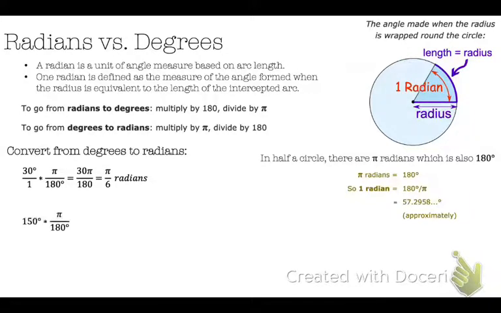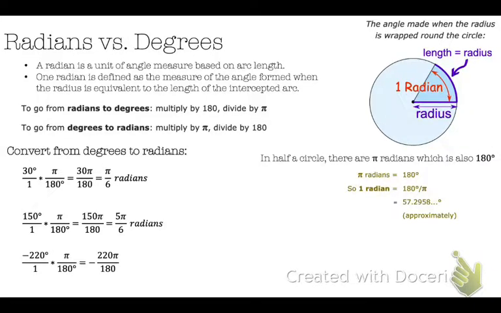Okay, this one. If we have 150 and we want to change that to radians, I'm going to do 150 times pi over 180. Put that over 1. I get 150 pi over 180, which is 5 pi over 6 radians. Okay, this one, negative 220, and I'm going to multiply that by pi over 180. Put that over 1, so negative 220 pi over 180 is negative 11 pi over 9 radians.